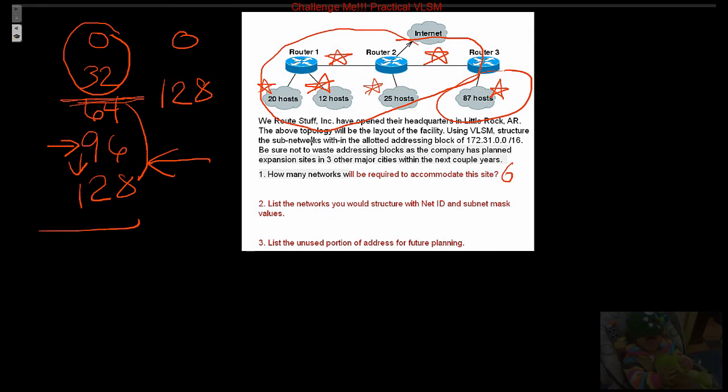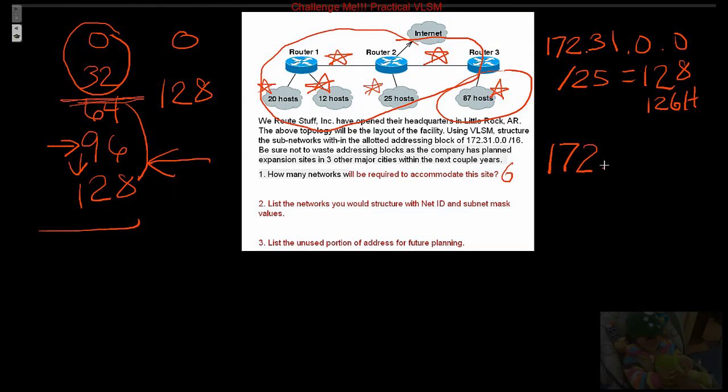But instead of doing that, we make this nice and simple. We start with our largest network and we build from the largest down to our smallest. Let's divide this first one up here. 172.31.0.0. We're going to go with a /25 because it will accommodate 128 addresses or 126 hosts. That is plenty. We need 87. So that network is going to extend from 0 to 127.